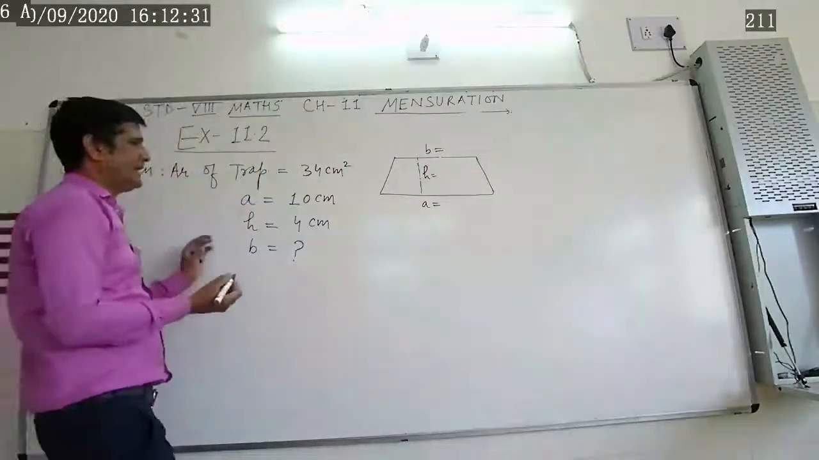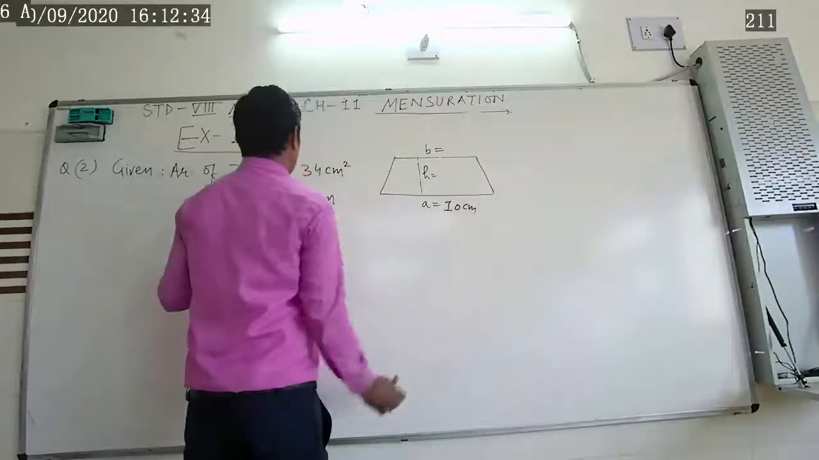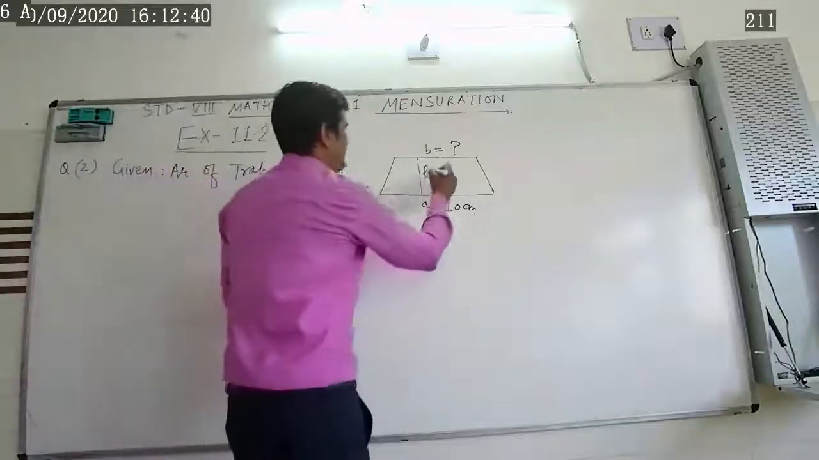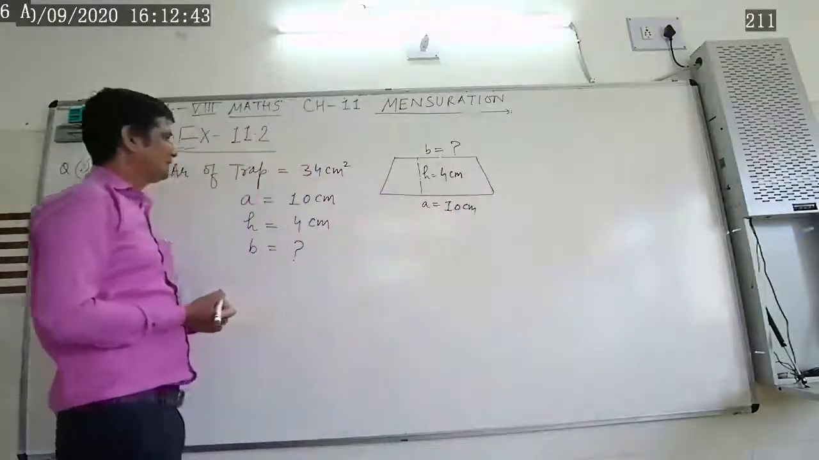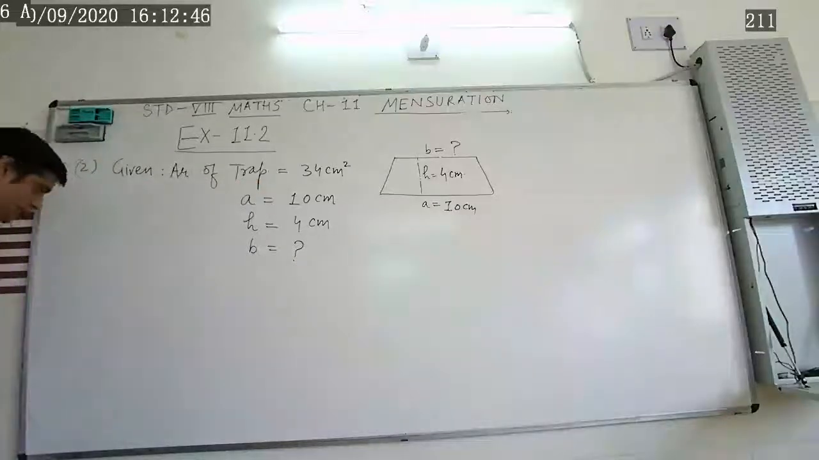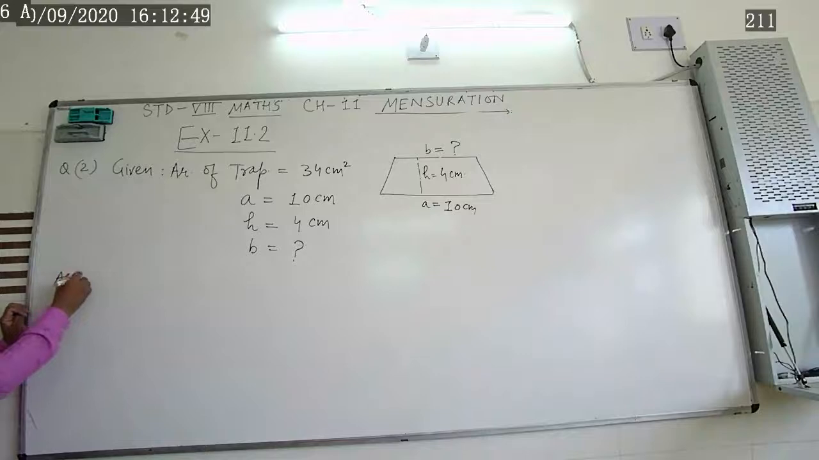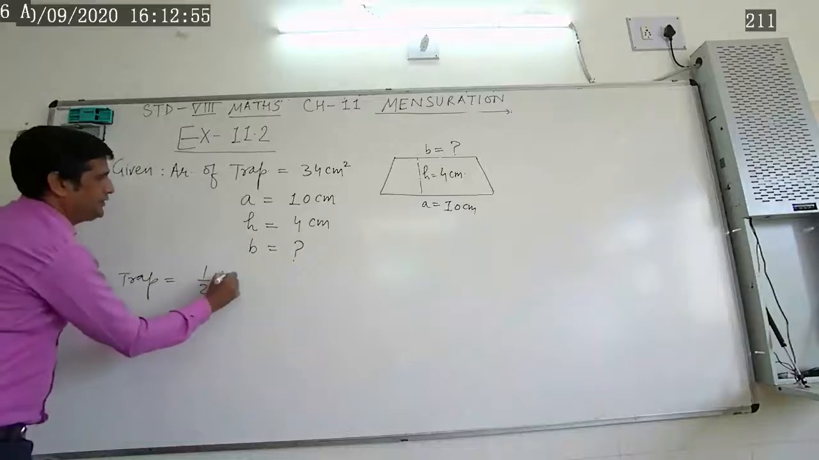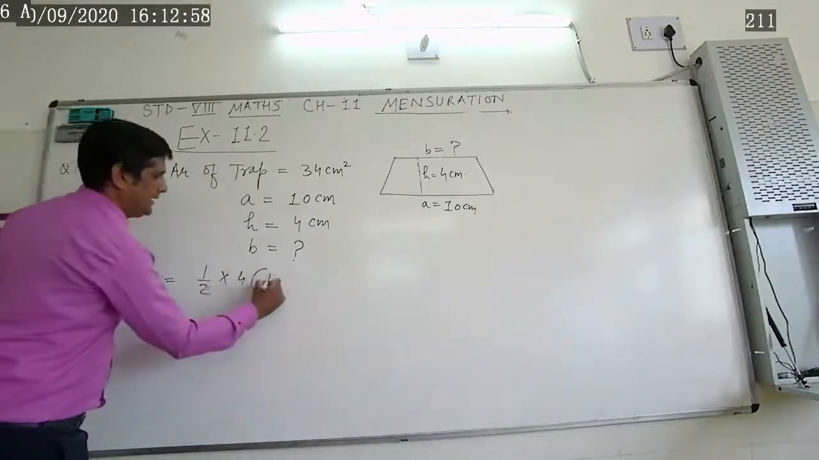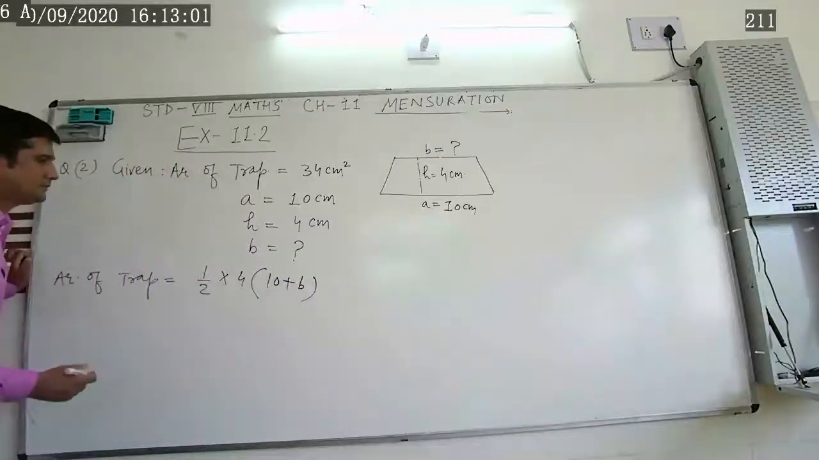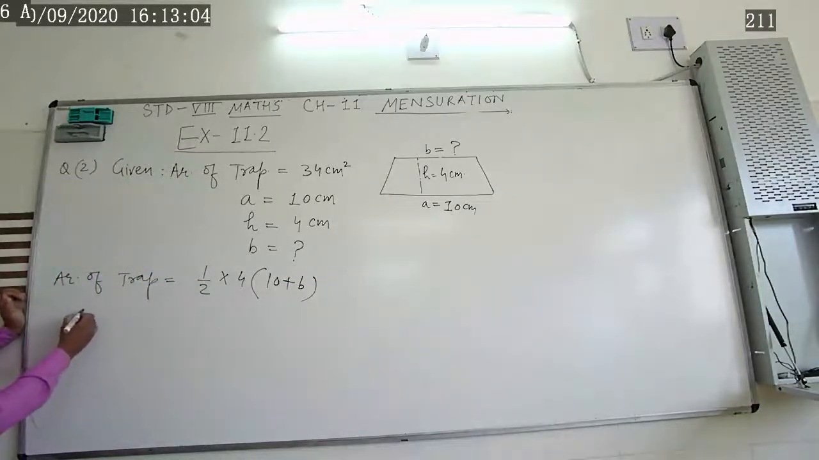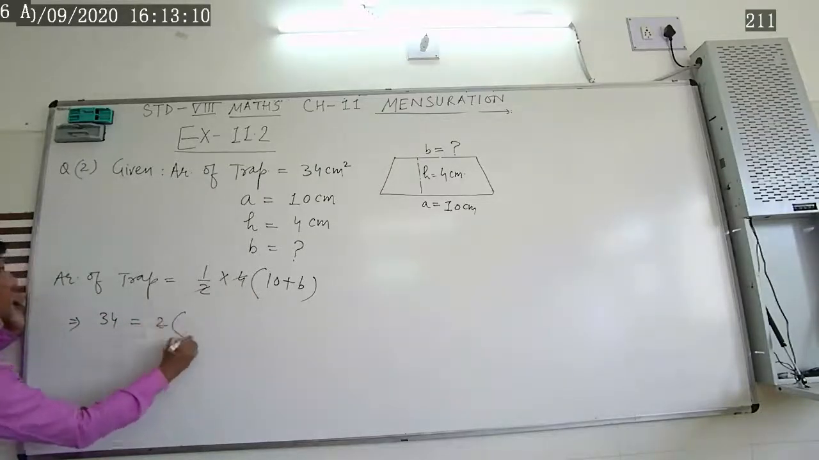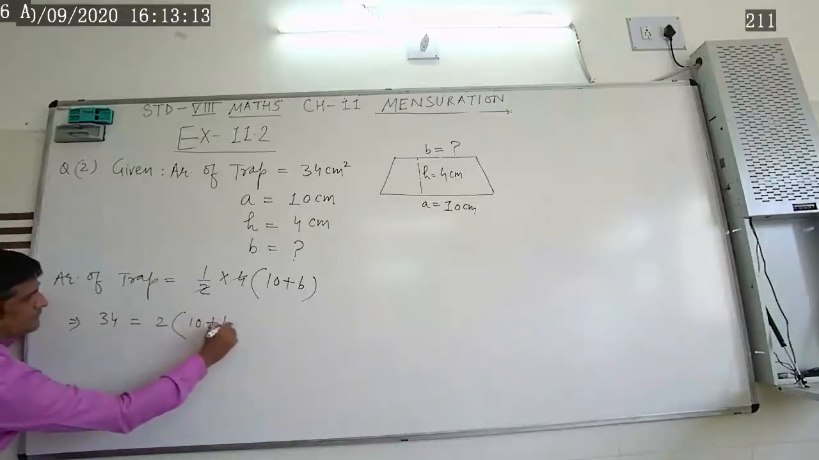So what is A here? 10. B is not given, find it out. H equal to 4 centimeter. Also area is given. So we can use the formula: area of trapezium equal to 1 by 2 into H, 4, into A plus B, 10 plus B. Clear? So this will come 34 equal to this will reduce to 2 into 10 plus B.